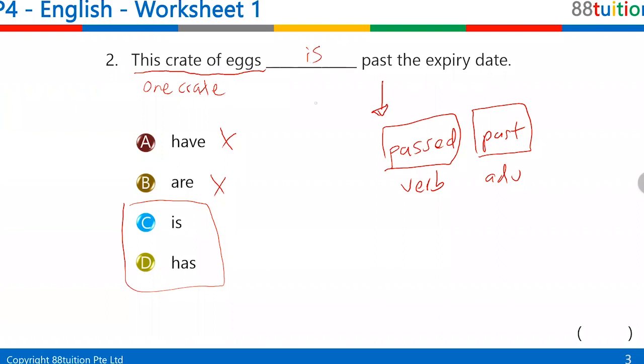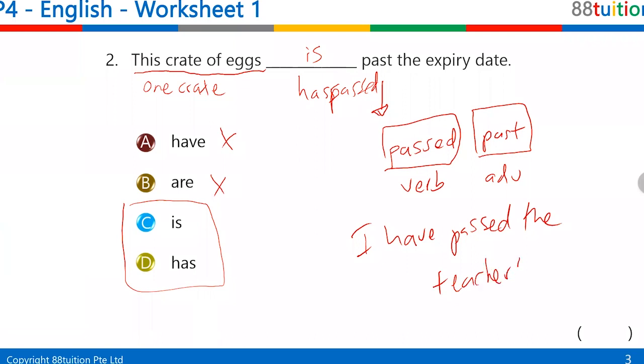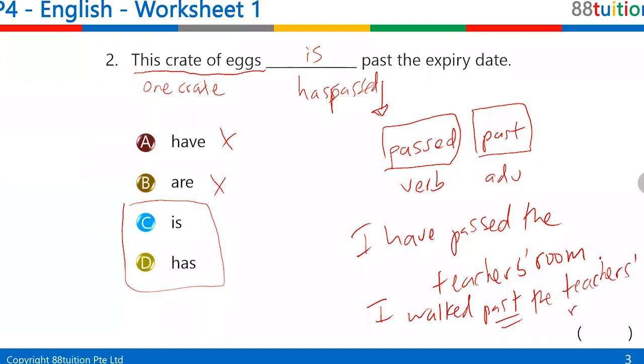Okay. If you want to use has, then it will be has passed. It has passed the expiry date. Like I have passed the teacher's room many times. Are you with me? Yeah. But I walked past the teacher's room. Or I walked past. With me? Okay, good.